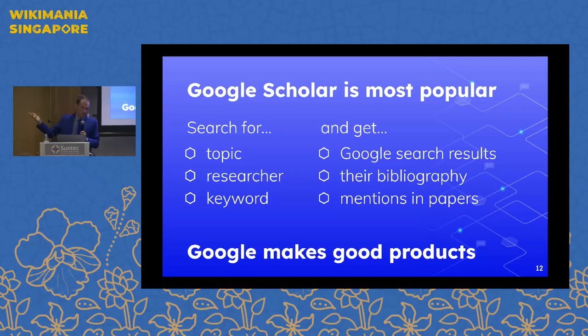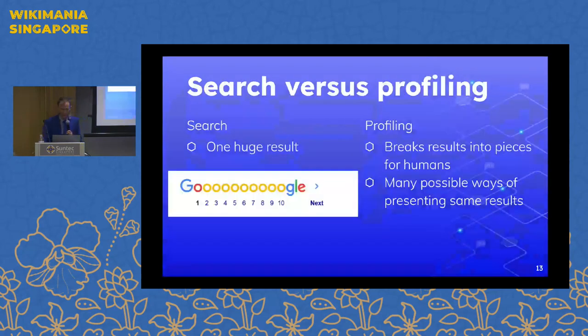Google makes good products. And I'm going to say more, but yes, I do think that Wikipedia, Scholia, Wikidata, WikiCite, all these things have a competitive advantage against Google. We in our little wiki community can do things and be better than Google in certain key ways.